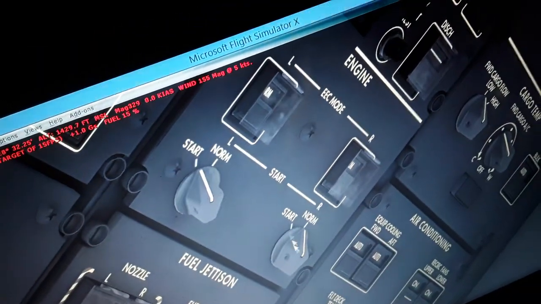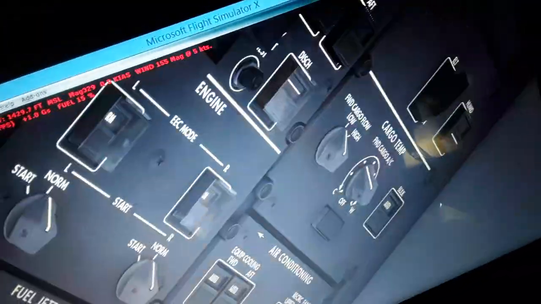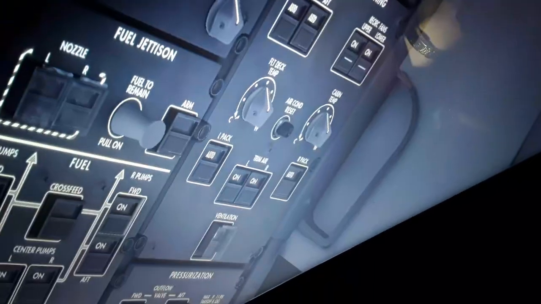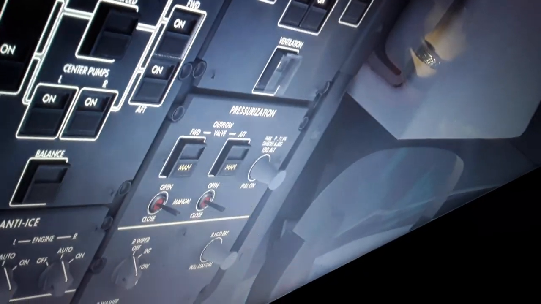Electronic engine control for the engine, left and right, normal and alternate mode. Engine starters over here, normal and start. APU and cargo fire, some other systems also, and the pressurized air conditioning here, cabin pressurization, also pressurization from the engines and from the APU.